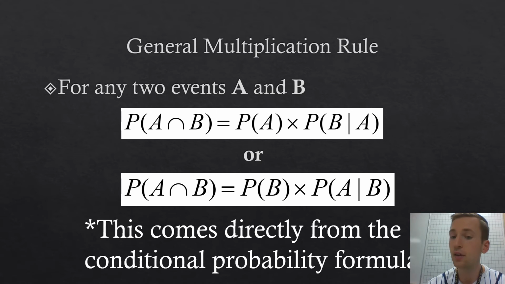So the main thing here is that this explicitly is not given to you on the formula sheet, but because the conditional probability formula is there, you can rearrange that in one step, and I'll show you that in class to get this exact formula.